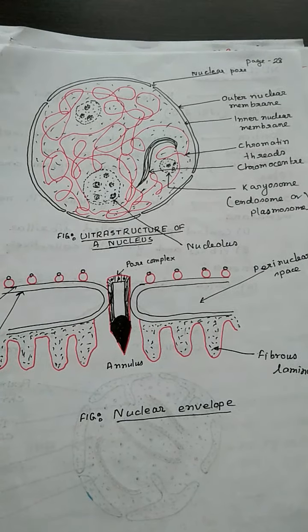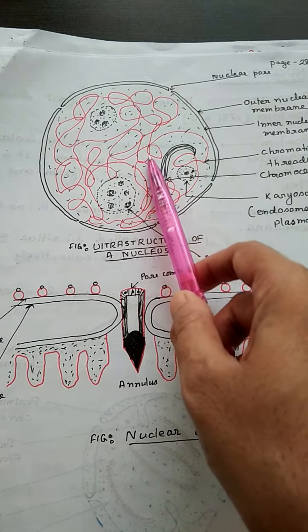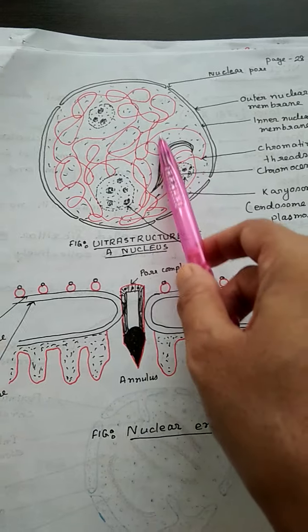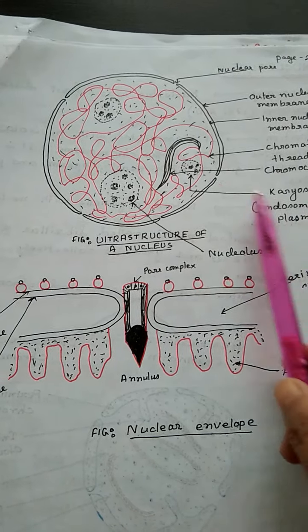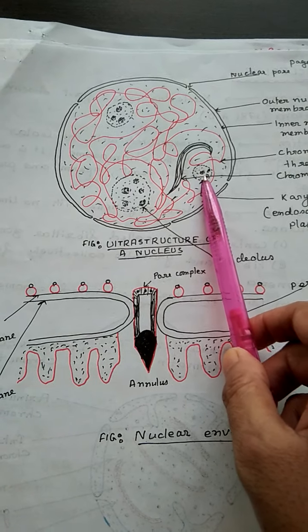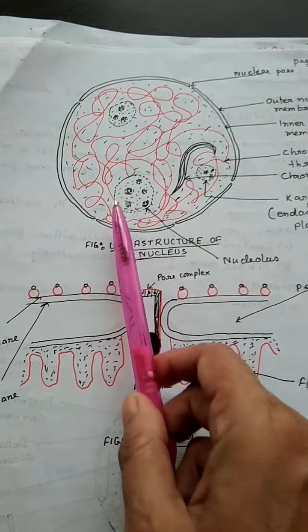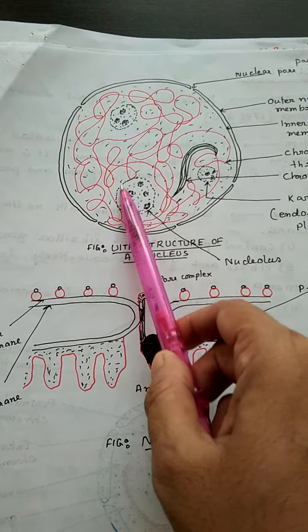Now inside this nuclear membrane, there are chromatin threads, in red color. So chromatin threads are present, and these structures are known as endosomes or plasmosomes, and this one is known as the nucleolus. This is the nucleolus.